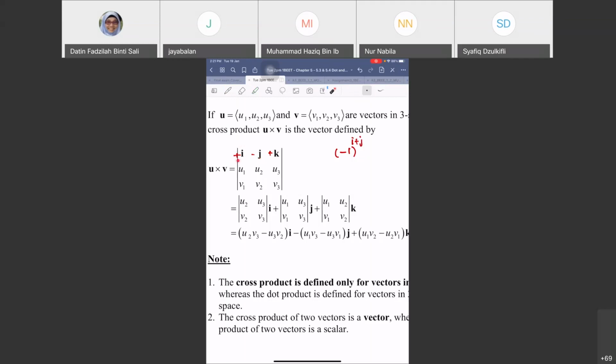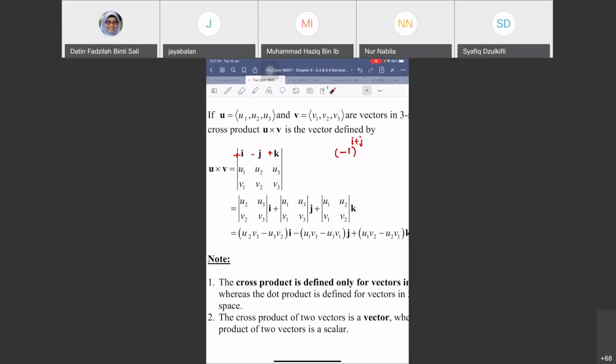When you select your first row i, you put positive i, followed by the determinant. Actually it doesn't matter, you can put your i in front of this minor. However, because this is just a unit vector, eventually you will always write it in terms of 2i, 3i, or -5i. You don't say i times 3; we say 3i. So that's why we put i behind the minor of this determinant.